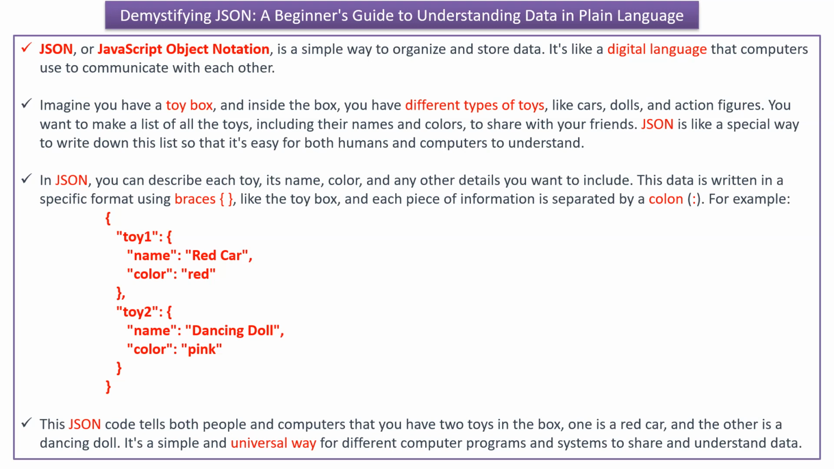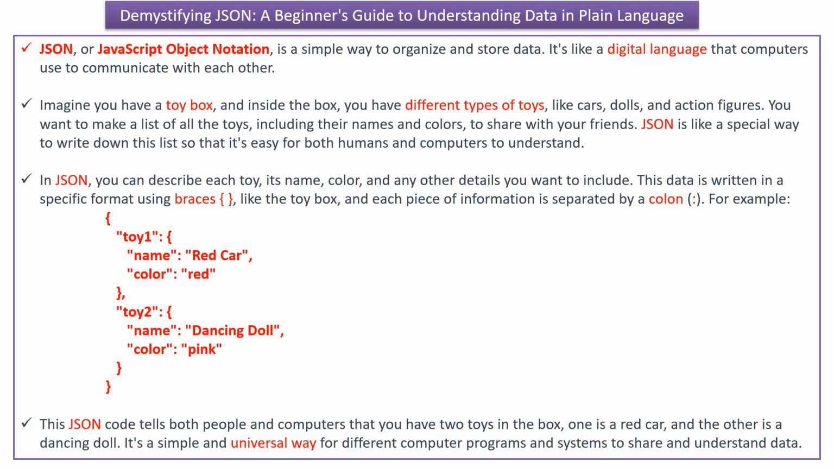In this video tutorial I will explain what is JSON. JSON stands for JavaScript Object Notation, and JSON is a simple way to organize and store data. JSON is like a digital language that computers use to communicate with each other.